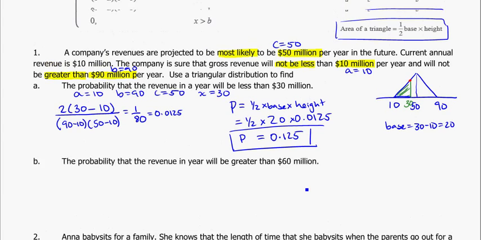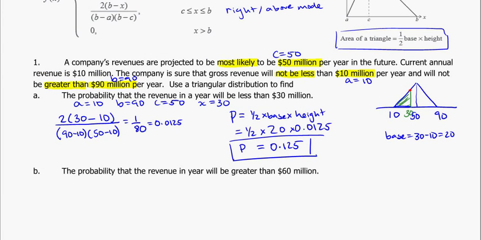Let's go on to the next step. Here they're asking for the probability the revenue in a year will be greater than 60 million. So again, a quick sketch can go a long way for you. Same situation, we've got 10, 50, and 90. And here, they're looking for greater than 60. So that means 60, and I'm looking for stuff above the mode this time.